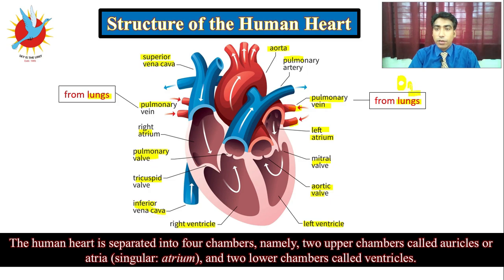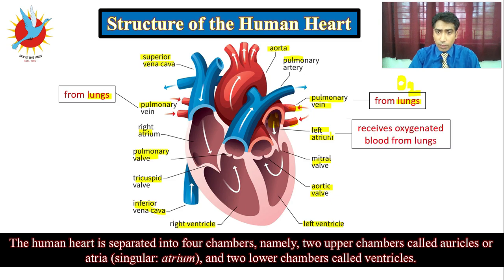My dear students, you must have an idea about oxygenated and deoxygenated blood. Oxygenated blood is blood which is rich in oxygen. Deoxygenated blood is blood which is rich in carbon dioxide. So pulmonary veins carry oxygenated blood from the lungs and pour this blood into the left atrium. The left atrium receives the oxygenated blood from the lungs with the help of the pulmonary veins.